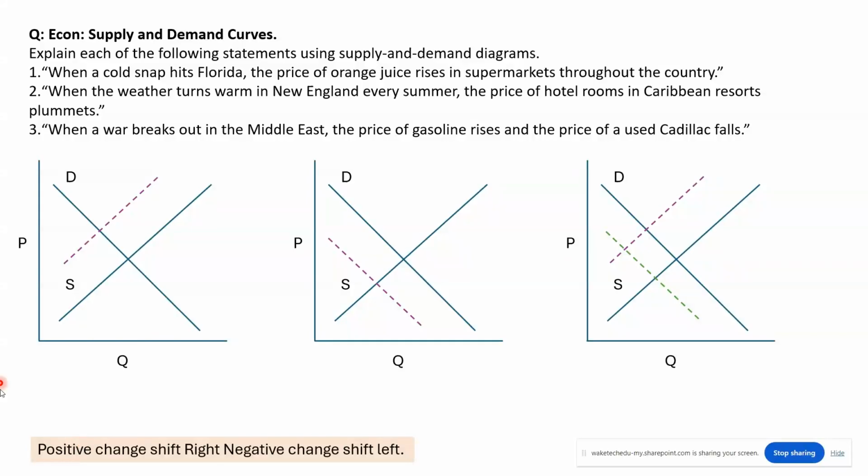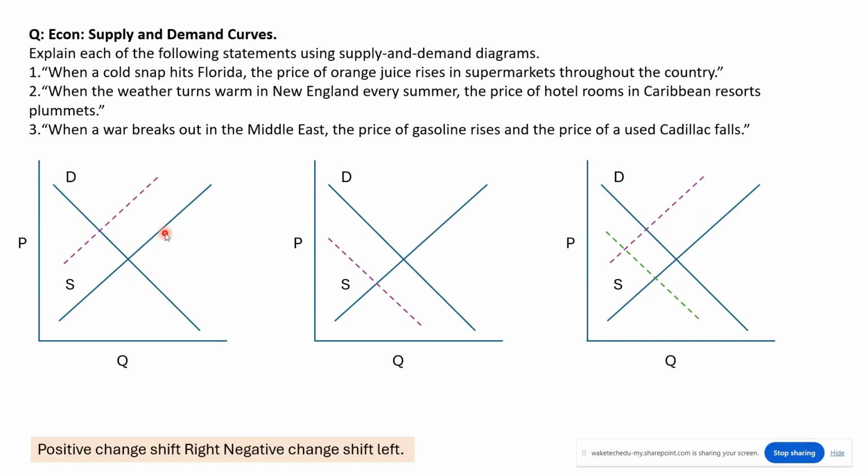So let's think about this first one, which is this example right here. When a cold snap hits Florida, well, the cold snap's going to impact my supply. It's not going to change the demand for orange juice. The cold snap's going to affect the producers of oranges, so my supply curve is going to shift. Now, the next question is which way is my supply curve going to shift? Is this a positive or a negative thing? Is this going to decrease supply or increase supply? Well, a cold snap's going to decrease the supply.